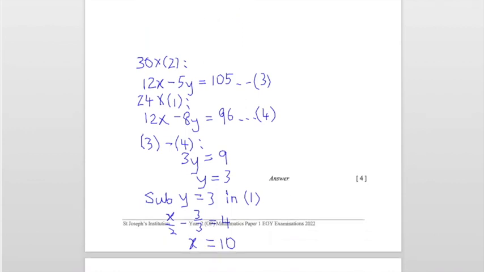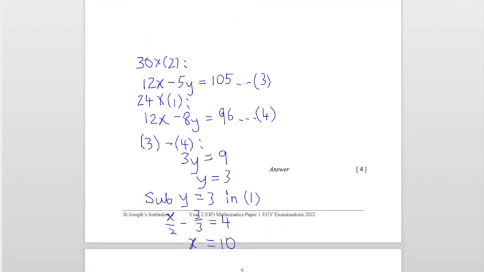Let us now look at the next sum. This is a sum on inequality. We know that it's inequality because of the word less than. Here we have $10 and $5 notes in a wallet. There are 23 altogether, so 23 notes altogether, consisting of $10 and $5.